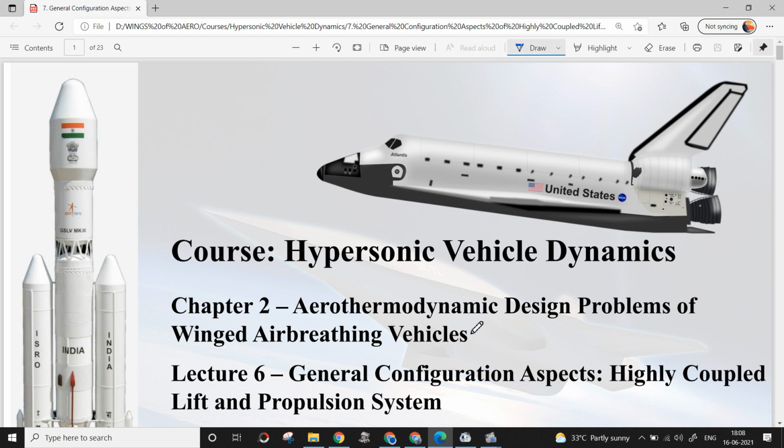So we will be focusing on aerothermodynamic design problems of winged air breathing vehicle. So here they have mentioned air breathing vehicle. Okay. So under that we are going to see general configuration aspects, highly coupled lift and propulsion system. Okay.